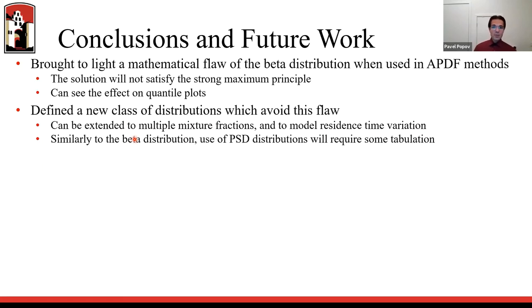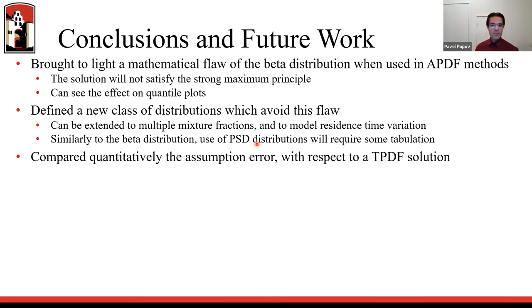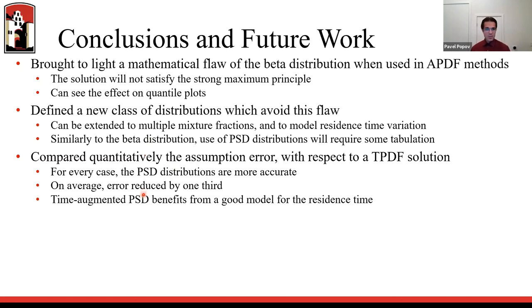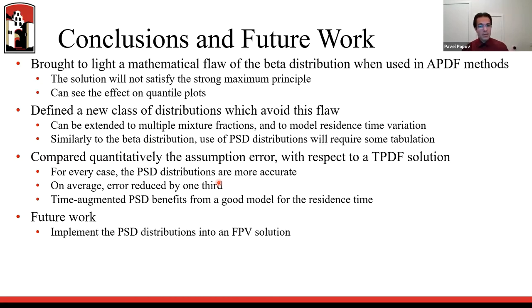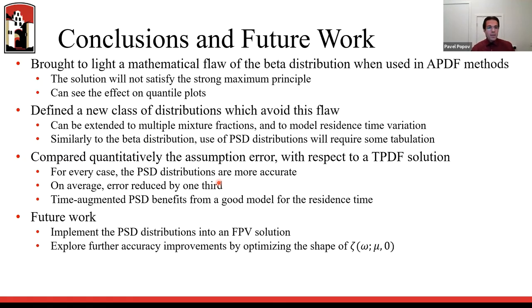And similar to the beta distribution, the use of these new distributions would require some tabulation. So these distributions are not inherently computationally more expensive to use than the beta distribution. And we have compared quantitatively the assumption error with respect to a transport PDF solution. And for every case, the PSD distributions are more accurate. And on average, the error is reduced by a third. And we've also seen that the time augmented PSD benefits from a good model for residence time. So in future work, I will implement this distribution into a full flame and progress variable solution for a flame and explore if further accuracy improvements are possible by optimizing the shape of zeta at t equals zero.